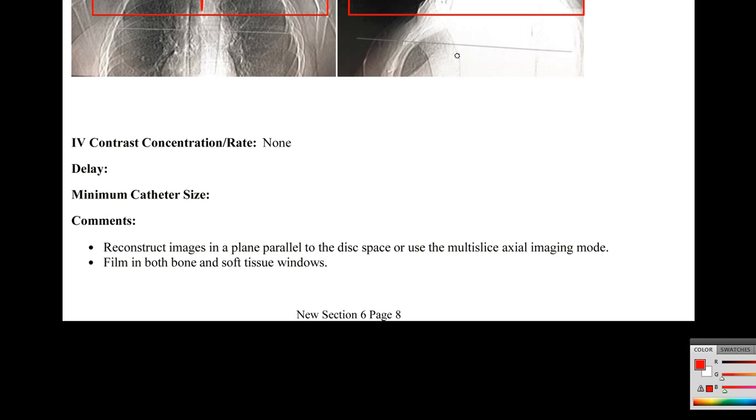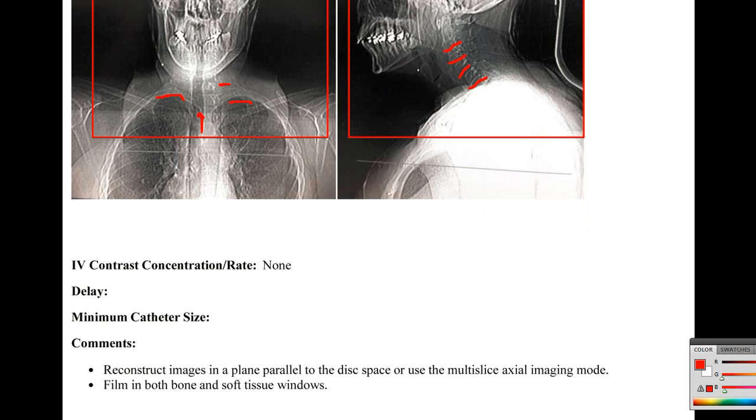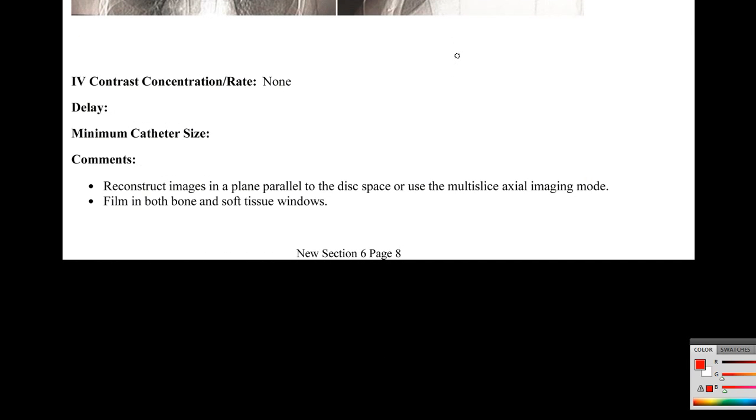Also, it's very important to note that we should film both bone windows and soft tissue windows because what the patient is actually getting, if we look at this image, they're actually getting a routine neck or soft tissue neck as well, based on the anatomy that's covered. And so you can actually use this scan to knock out two different types of scans as well.